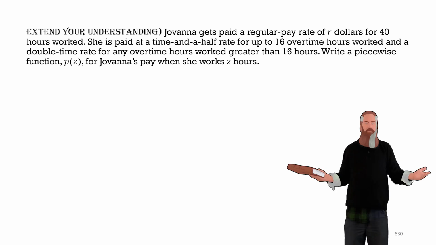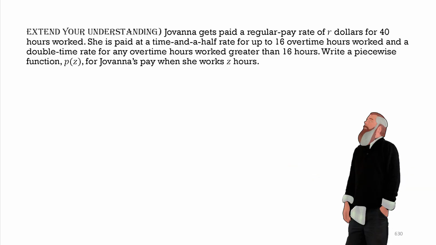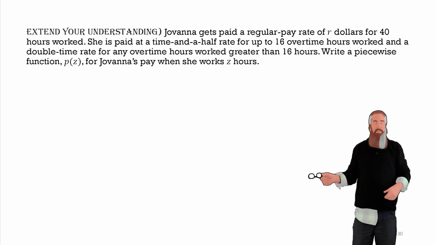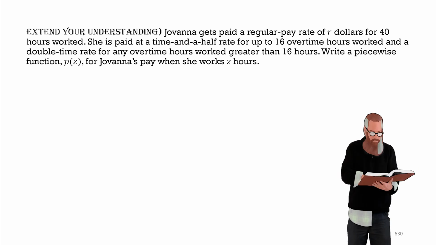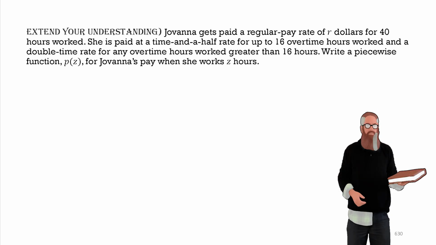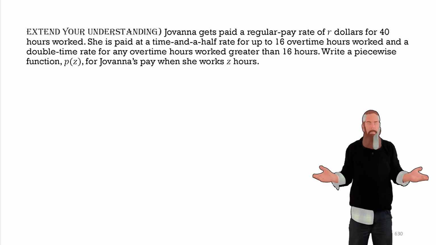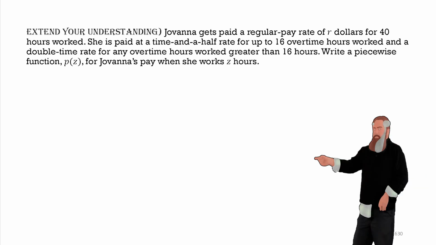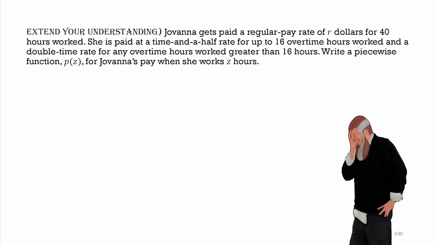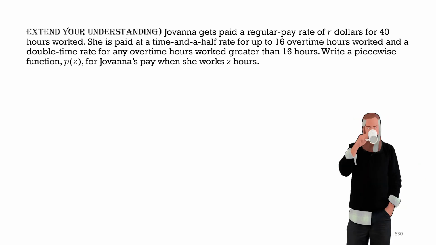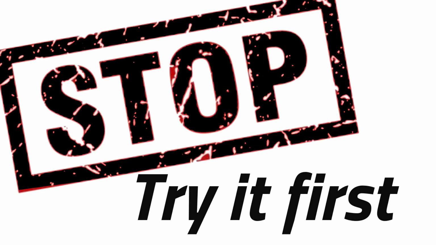Let's extend our understanding of this a little bit farther. Giovanna gets paid a regular pay rate of R dollars for 40 hours worked. She is paid at time and a half for up to 16 overtime hours worked and double time for overtime worked greater than 16 hours. Write a piecewise function P of Z for Giovanna's pay when she worked Z hours.